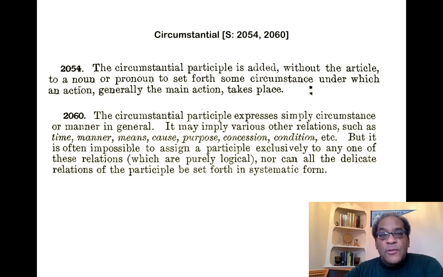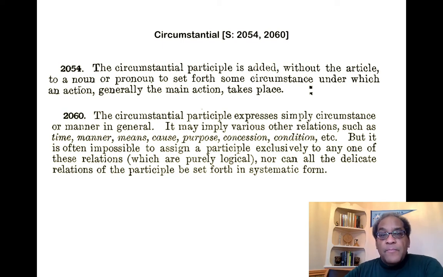So the next use is circumstantial. The circumstantial participle is added without the article to a noun or pronoun to set forth some circumstance under which an action, generally the main action, takes place. Okay, so most important here is that the circumstantial participle will always be without the article. And reading 2060, the circumstantial participle expresses simply circumstance or manner in general. It may imply various other relations such as time, manner, means, cause, purpose, concession, condition, but it is often impossible to assign a participle exclusively to any one of these relations, which are purely logical, nor can all the delicate relations of the participle be set forth in systematic form.